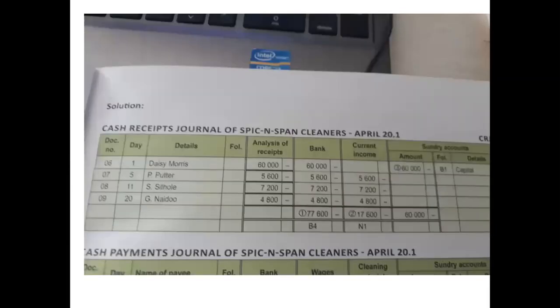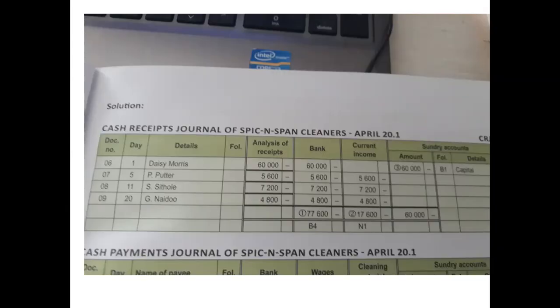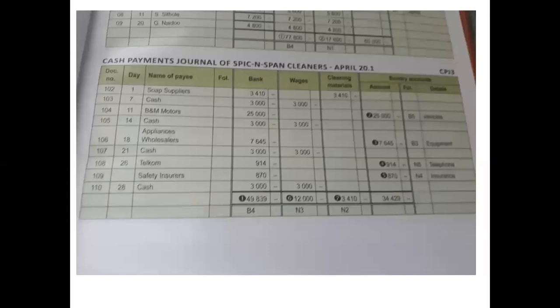Right, then I quickly just want to show you with the CRJ, can you see what happened there? They have closed off the journals, remember? Let me just go back there with number 2. They ask you to close off the journals. So what they mean with that is they have added up the columns to get the totals at the bottom, starting with bank. So bank is 77,600, current income 17,600, and with Sundry accounts, there was only one amount, the 60,000. And so you do exactly the same with the CPJ.